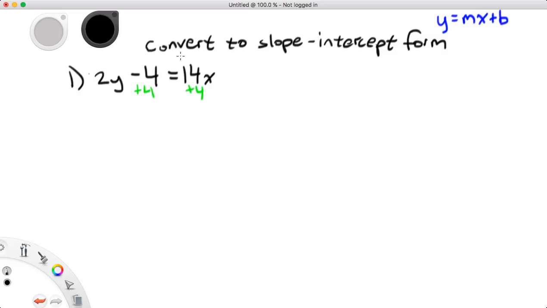So step one, we want y all by itself. In this case, I'm going to add 4 to both sides, and that's going to get rid of the negative 4 on this side. And we're going to do it the right way. We're not just going to cross it off and say everything is kosher. We're going to do minus 4 plus 4 is 0. So I end up with 2y all by itself on this side equals 14x plus 4.